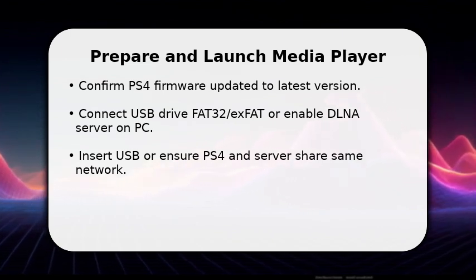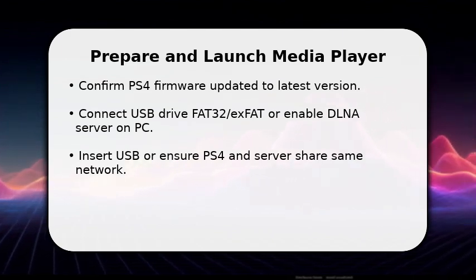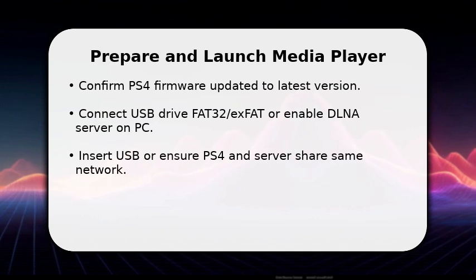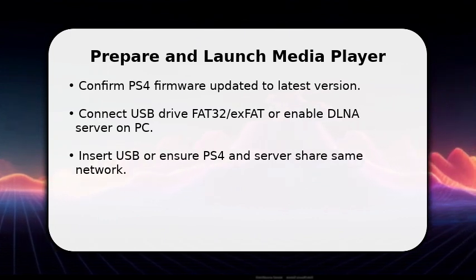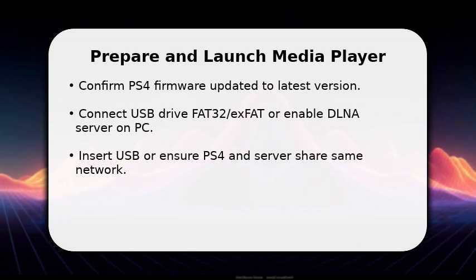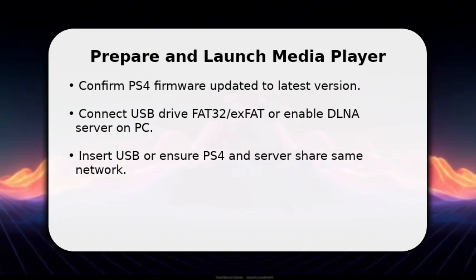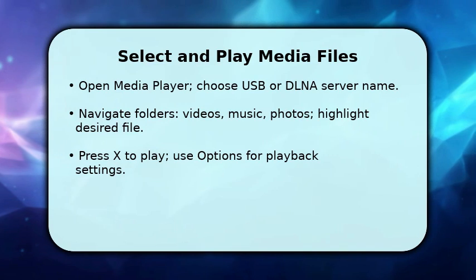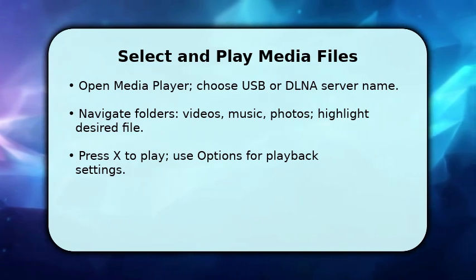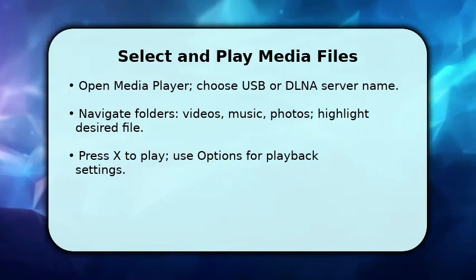Once done, go to the content area and open the Media Player app. It appears only when media is available. This step is crucial because the console will not list sources until it recognizes them. You now choose the source shown in Media Player, either the USB device label or your DLNA server name.